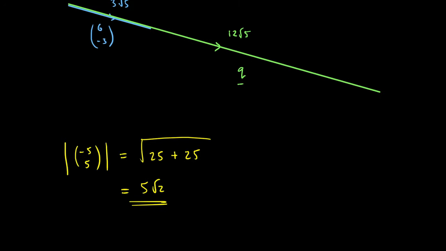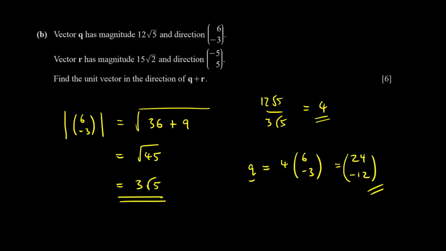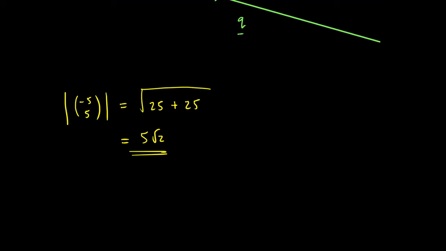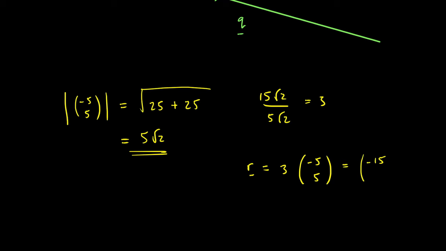Now, we do not want a vector of size 5 root 2. We want a vector of size 15 root 2. So how do we go from a vector of size 5 root 2 to 15 root 2? Well, we've got to multiply it by 3. If we want to make that nice and clear, we do 15 root 2 divided by 5 root 2. That's 3. So the vector r is going to be our (-5, 5) vector, but then multiplied through by 3, which is (-15, 15).